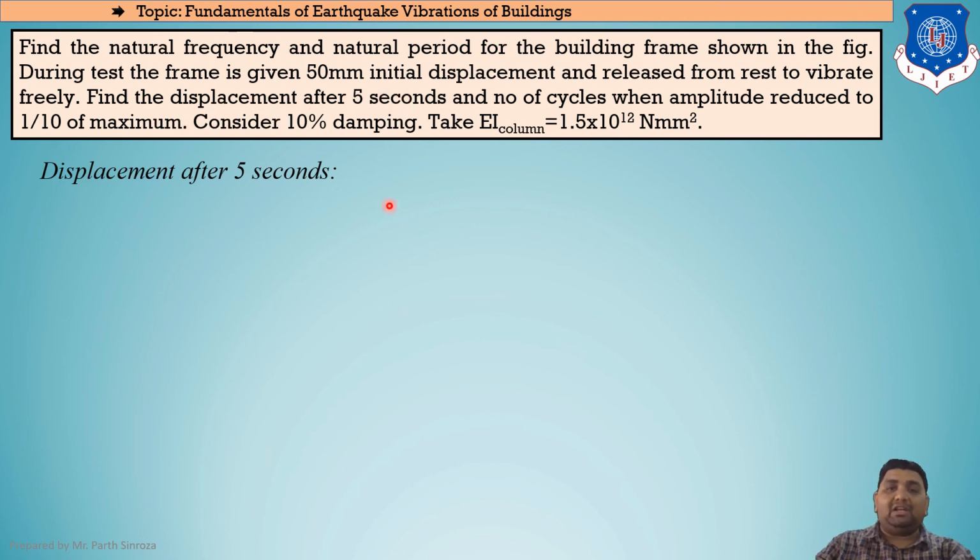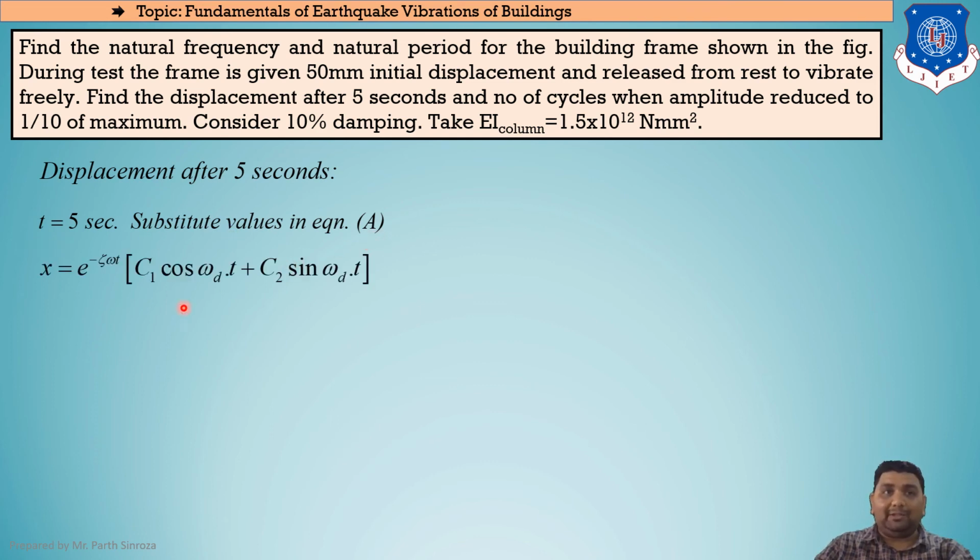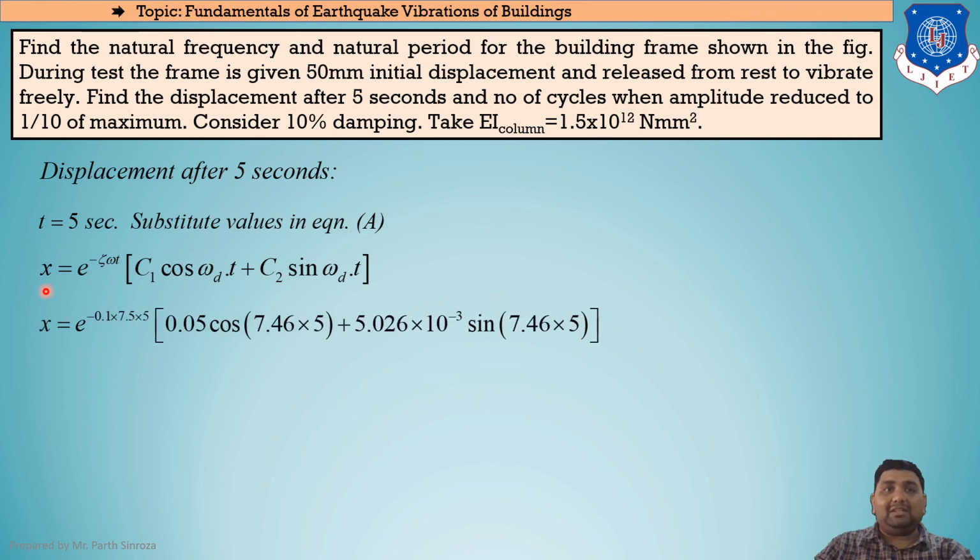The question is, find the displacement after 5 seconds. So t will be equal to 5 seconds. So now substituting t equal to 5 seconds in equation A along with our values of C1 and C2, the answer here comes out to be x equal to e raised to minus 0.1, that was our zeta, into omega, which was 7.5, multiplied by t, which is asked in the question to be 5 seconds, into C1 was 0.05, cos omega d, that was 7.46, multiplied by t, plus C2 sin omega d t.